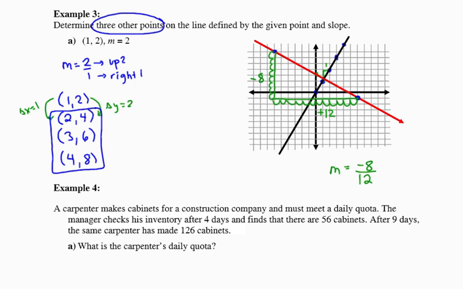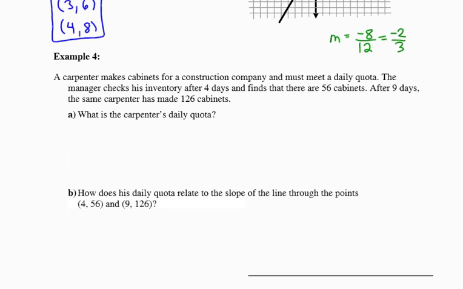Would I leave my fraction like that? No, I just simplify it. So how can we simplify that? Divide both by 4. So divide negative 8 by 4, negative 2. 12 divided by 4, 3. So down 2, right 3 would have also worked. Down 2, right 3, down 2, right 3. And there's our slope. Okay, so if we're going down, that's negative, right is positive. Okay, let's look at the last question. And then the rest of the time is for homework.